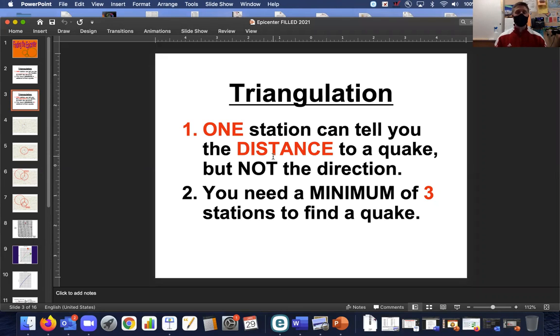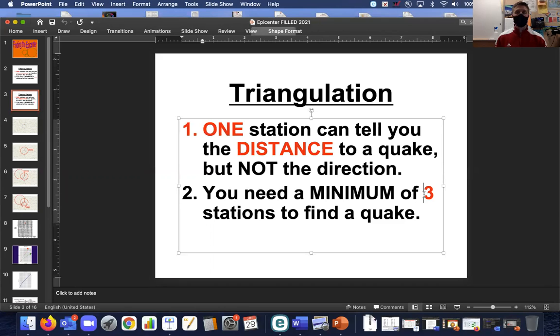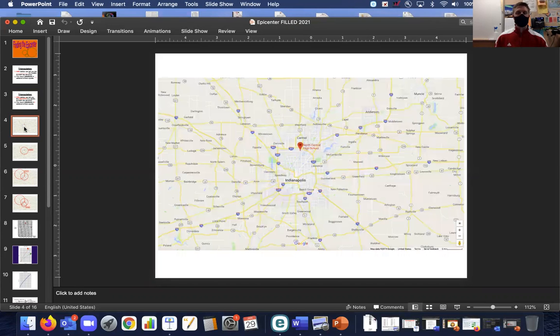In order to find the epicenter of an earthquake, you need at least, at minimum, 3 stations. I mean, you could have 300, you could have 3,000, but you need at least 3. 2 won't do it. You have to have 3.